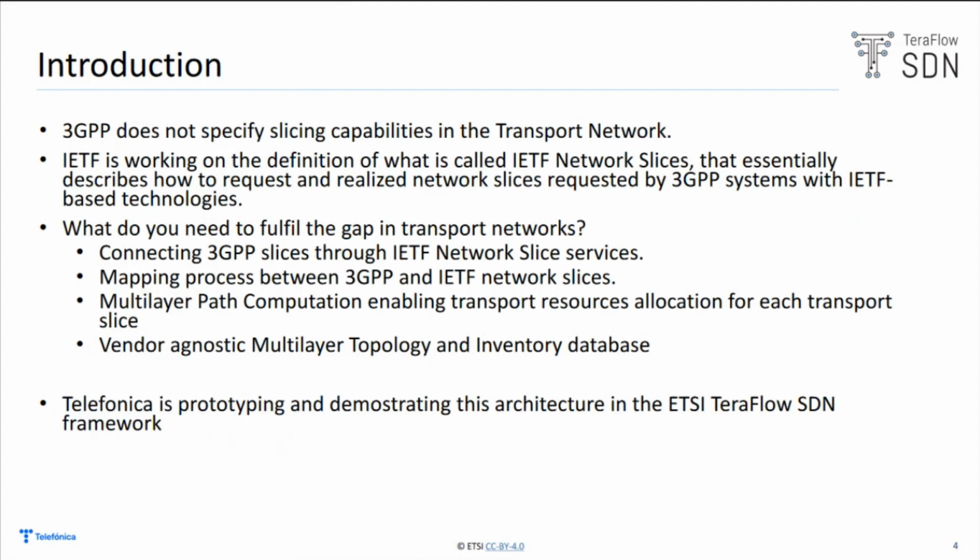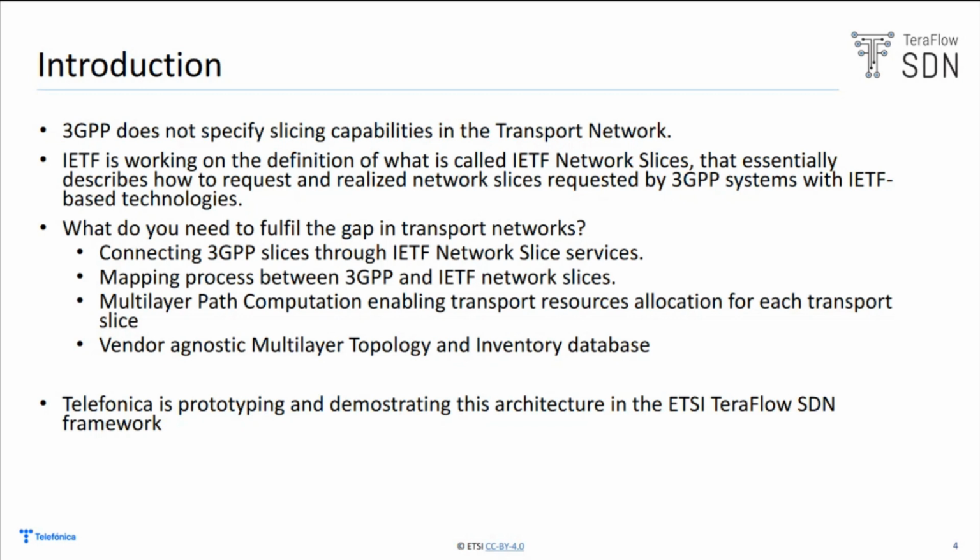We start with a 3GPP request. The first problem that we found is the connectivity with the IETF format, because nowadays there's no way to translate from 3GPP slices to IETF slices. Solving this problem, we found that 3GPP does not specify slicing capabilities. That's why we changed to IETF and use the same format for the slices.